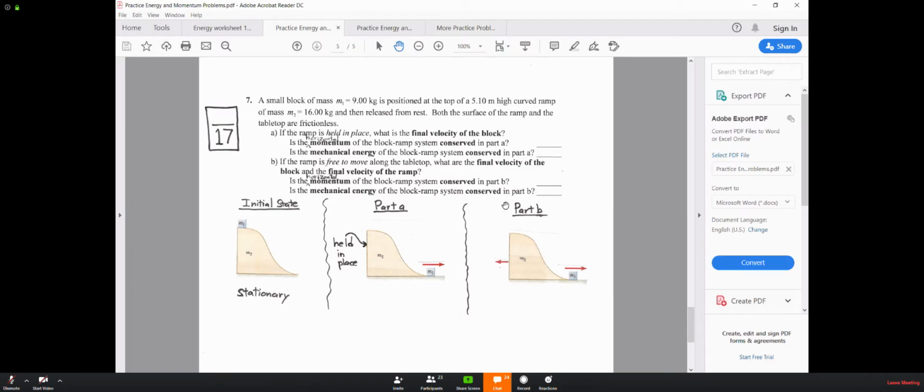I'll just say the answers, since I've provided the solutions. The answers are yes for mechanical energy on A and yes for mechanical energy on B. And the answers are no for momentum on A, yes for momentum on B. Okay, that's what I meant to say.